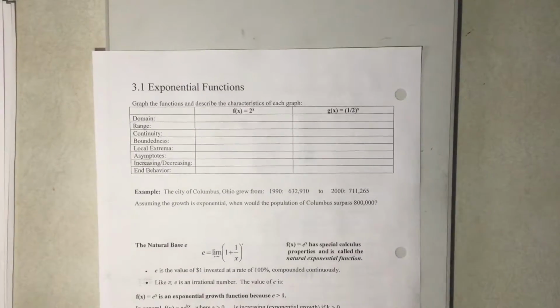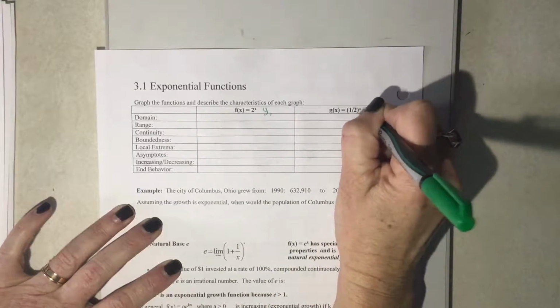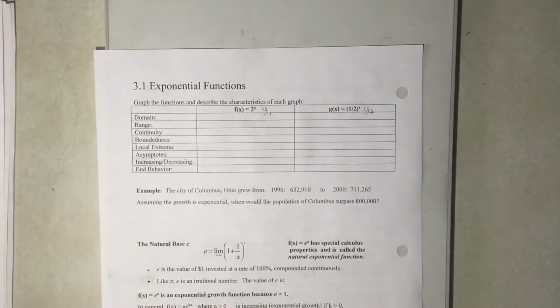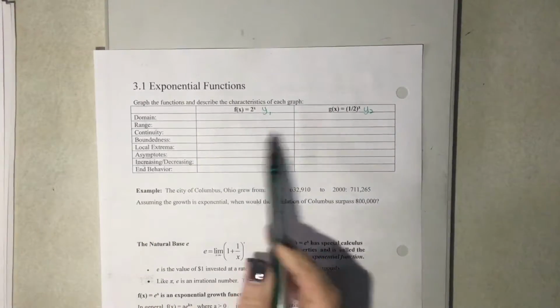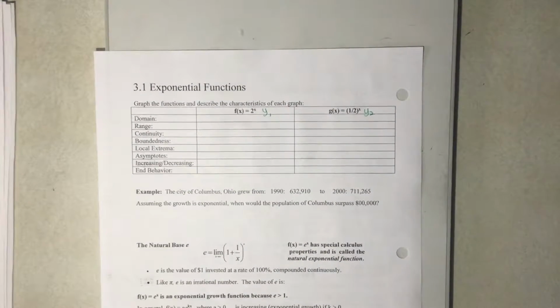Okay, so we're going to put in f of x is y1, g of x is y2, similar to what we did yesterday, and we're going to be looking at the characteristics between these two graphs. Yesterday we were looking at an exponential in comparison to a power function. Today we're looking at both exponential, but what's the difference between the two?